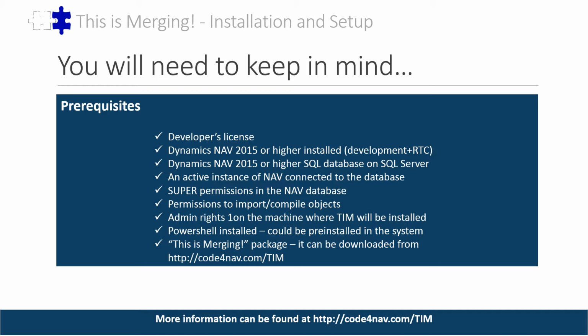administration rights on the machine where TIM is going to be installed. We will also need PowerShell in the machine, and the minimum version of PowerShell required is the same that NAV requires to be installed. And of course, we will need the package with This is Merging that you can download from the URL you see on the bottom side of the screen.